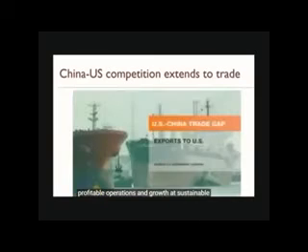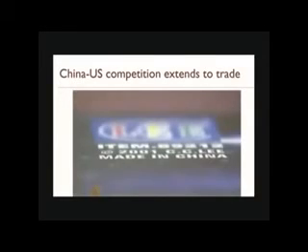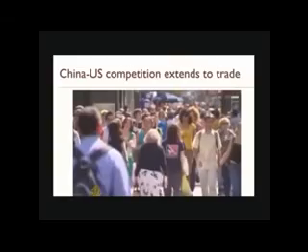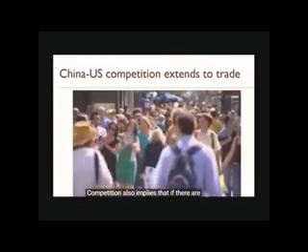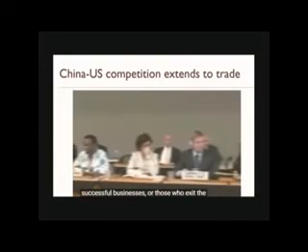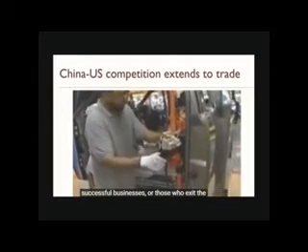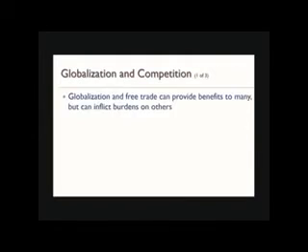Most businesses are challenged to maintain profitable operations and growth at sustainable rates. Globalization of industries means that competition often extends beyond local markets or national-level competition to face worldwide challenges. Competition also implies that if there are successful businesses, there are also less successful businesses, or those who will exit the economy completely.